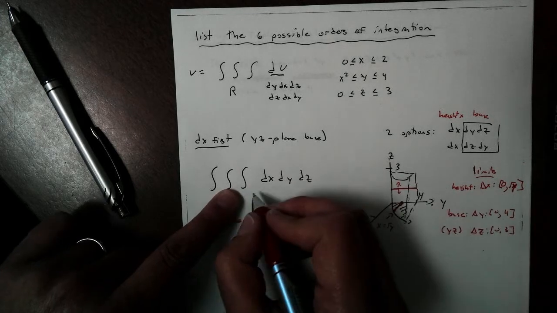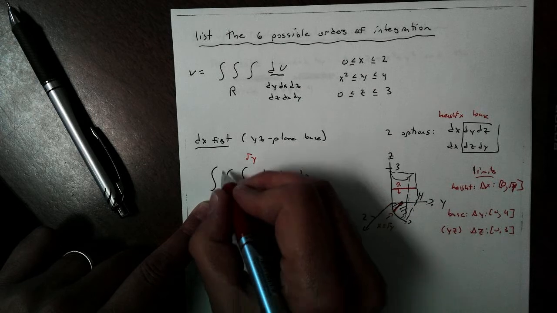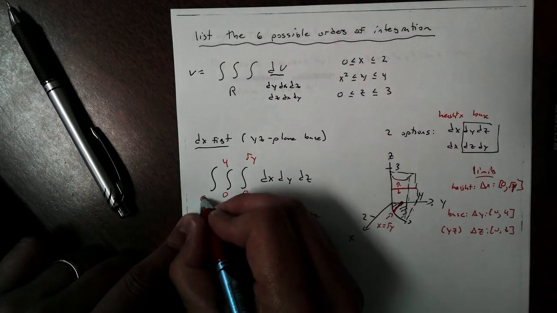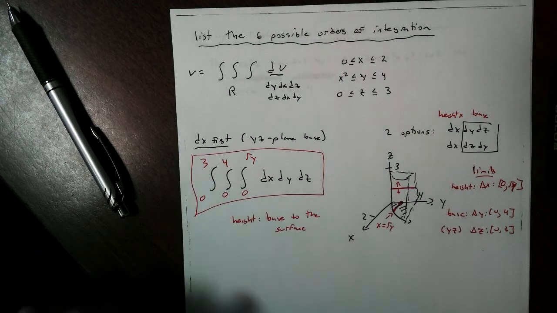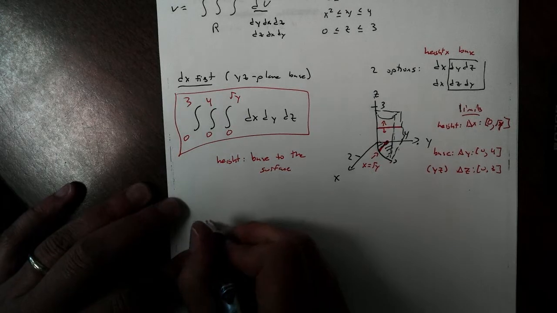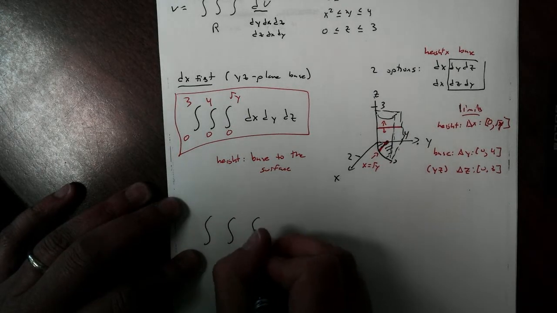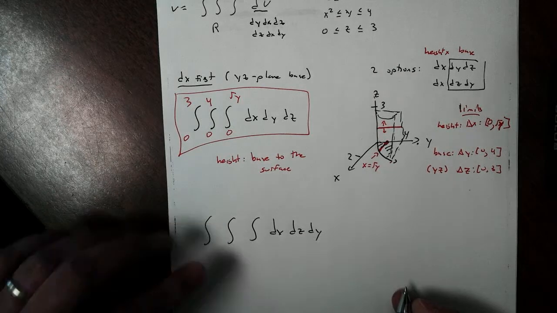My change in x, 0 to root y. My change in y, 0 to 4. My change in z, 0 to 3. And this will find us our volume. Now, the other option we had, we can do dx, dz, dy.